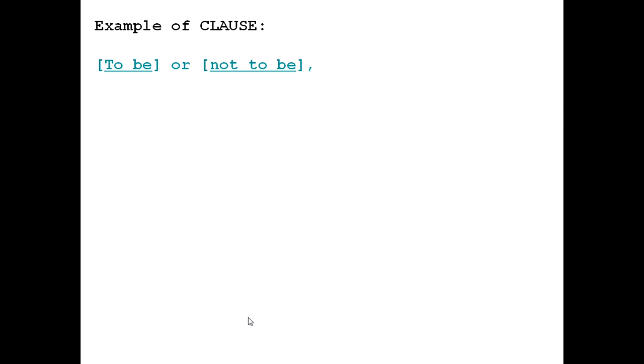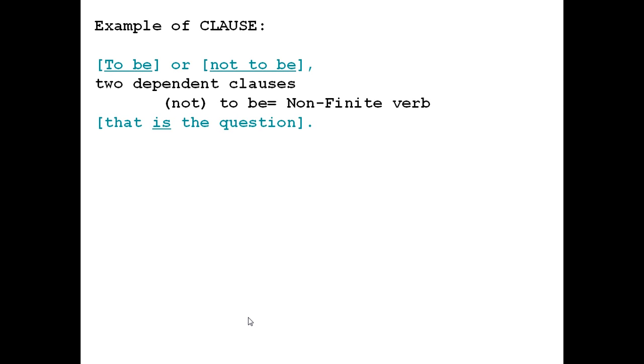Let's see an example of a clause. To be or not to be? I'm pretty sure you know how to go on. That is the question, okay? The thing you see above, to be or not to be, are actually two dependent clauses. There are two verbal groups united by this coordinating conjunction, or. And so they are clauses, despite the fact that the verb is non-finite. It is an infinitive, to infinitive, but despite that, they're clauses.